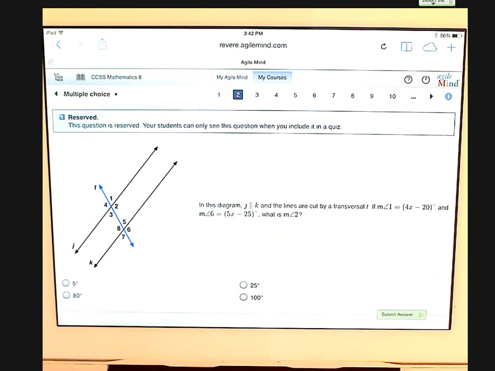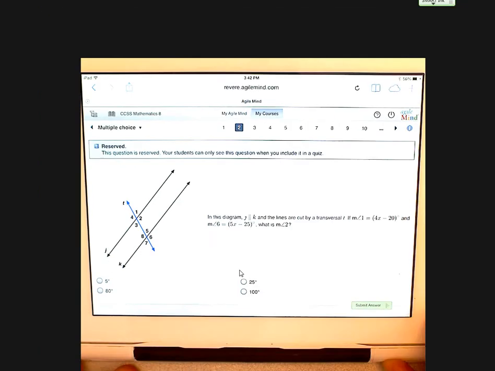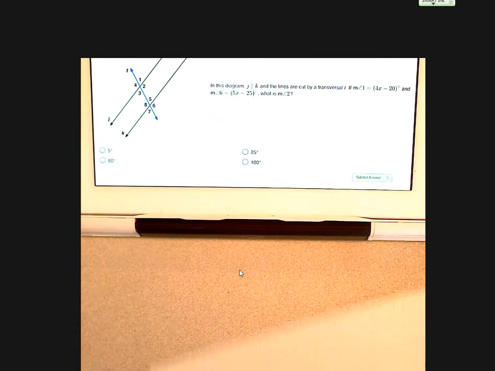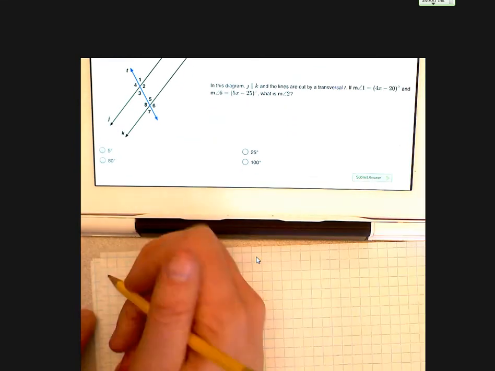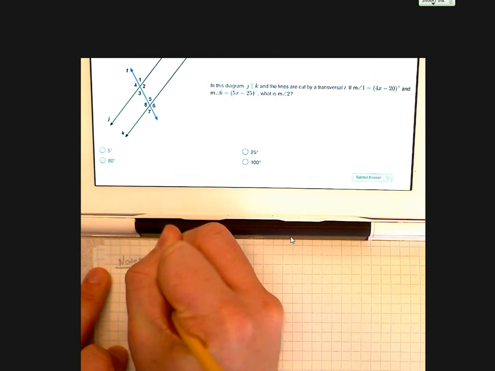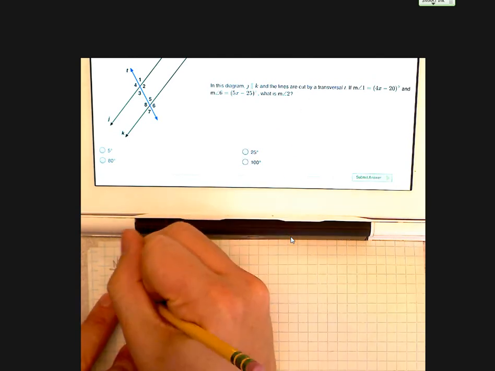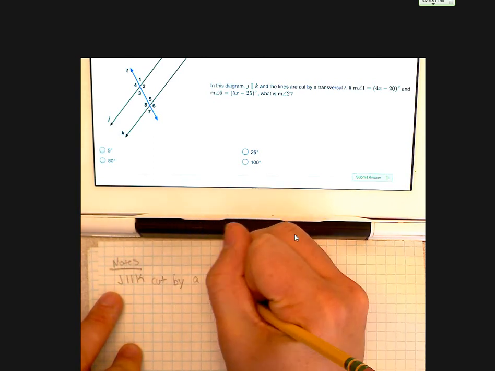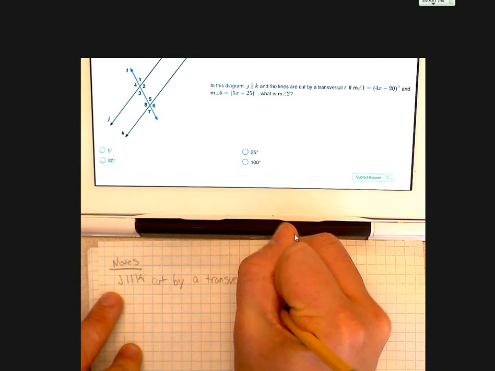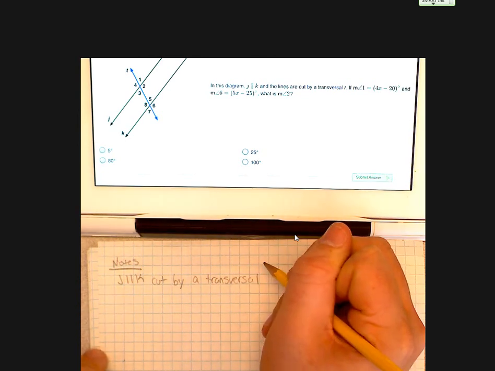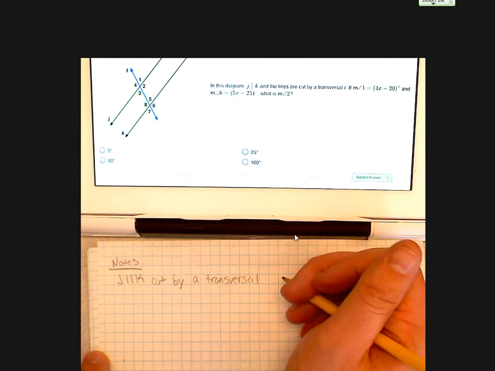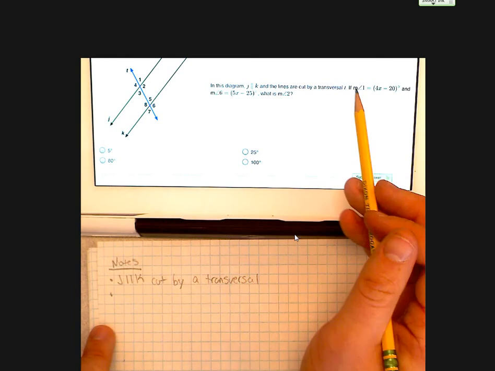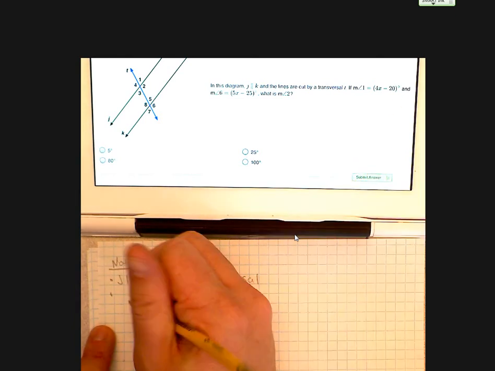Okay, and I'm going to start this problem off by just making a couple of notes of what I just read. I'm going to shift this up, take out my scratch paper, and write down some notes about what I read. So I read J is parallel to K, cut by a transversal. And that's important for all those angle relationships like corresponding angles, alternate interior angles, and so on. And they also told me that the measure of angle 1 is equivalent to this expression 4x minus 20. And I want to write that down.